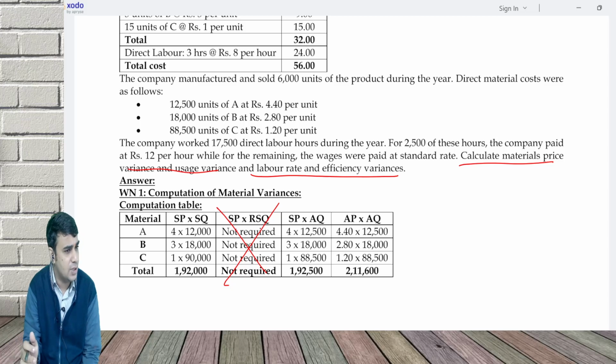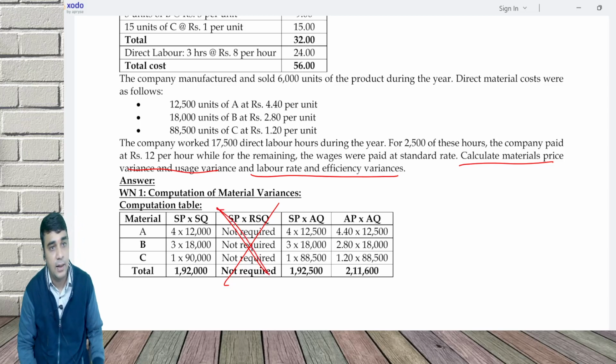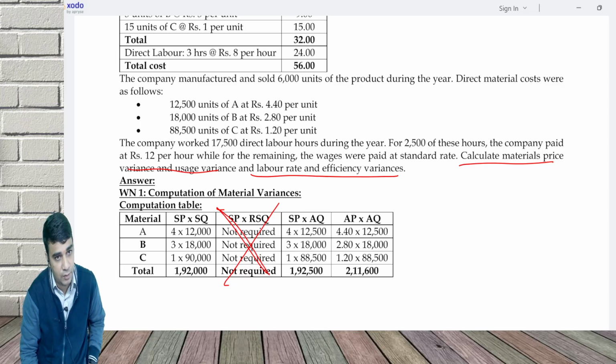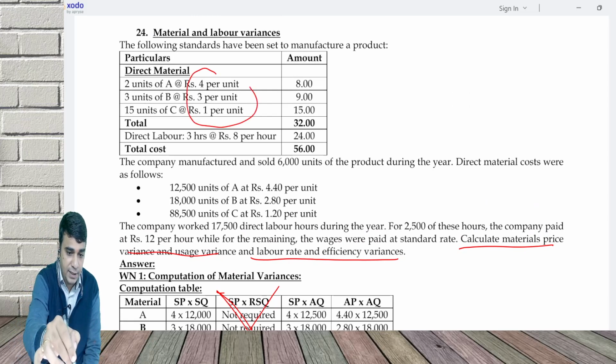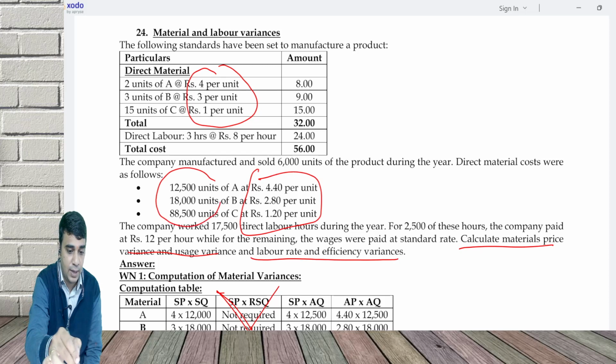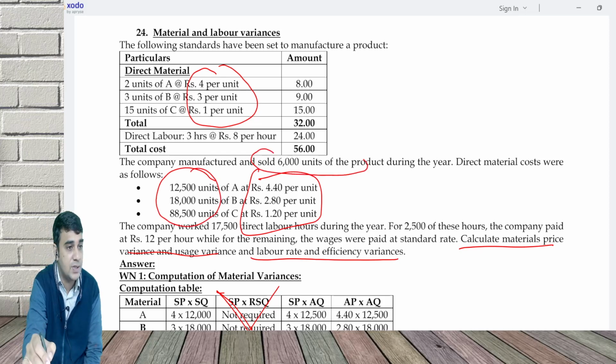But you can even use the single material table, because single material can give you material cost, material price, material usage. Multiple material can give you mix and yield. So in this question, if you remove the second table, what is seen as the single material table? In that, SP is directly available, AP directly available, AQ directly available. SQ is something you need to do: 6000 units into 2 by 1, 3 by 1, 15 by 1.